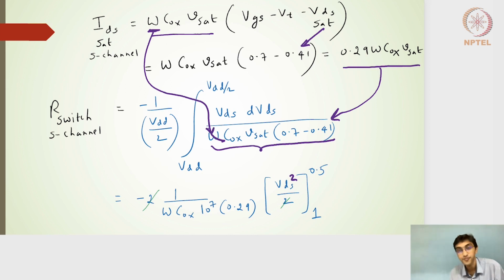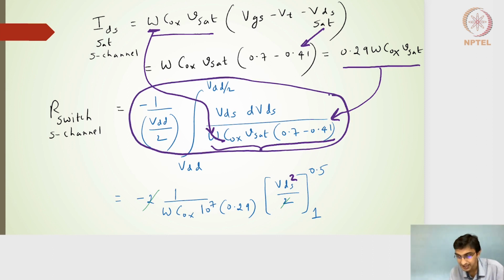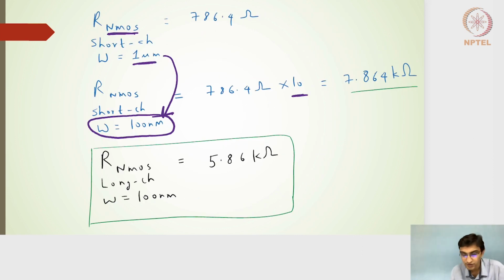So this is the W, right? If this W is 1 micron, that has been changed to 100 nanometers. So effectively, this whole switching resistance is likely to be multiplied by 10, because W is anyway a constant which will come outside the integral. So if it is decreased by 10 times, the resistance is going to increase by 10 times.